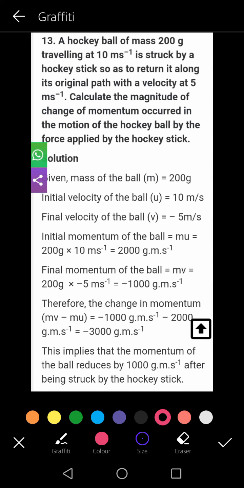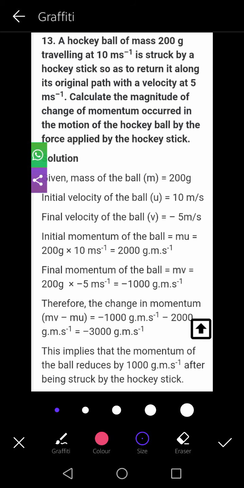So this one, number 13: a hockey ball of mass 200 gram traveling at 10 meter per second is struck by a hockey stick so as to return it along the original path with a velocity of 5. So remember the initial velocity, what are the things given then?